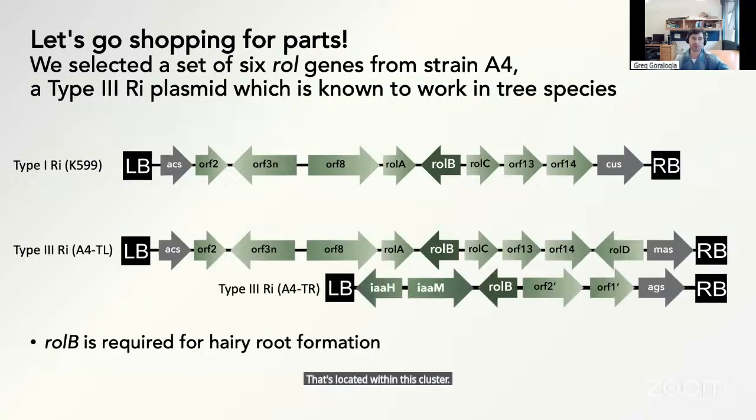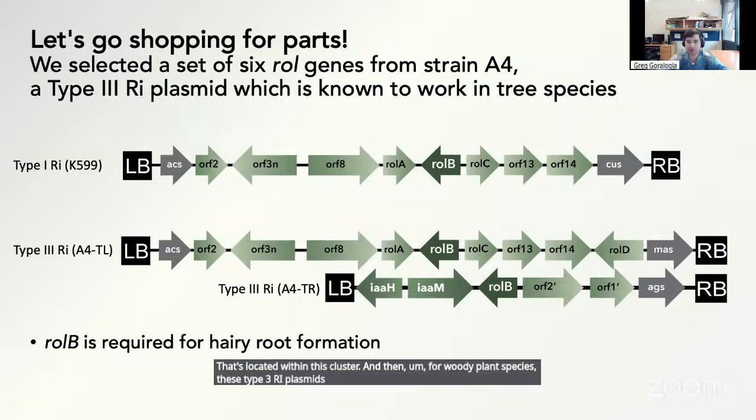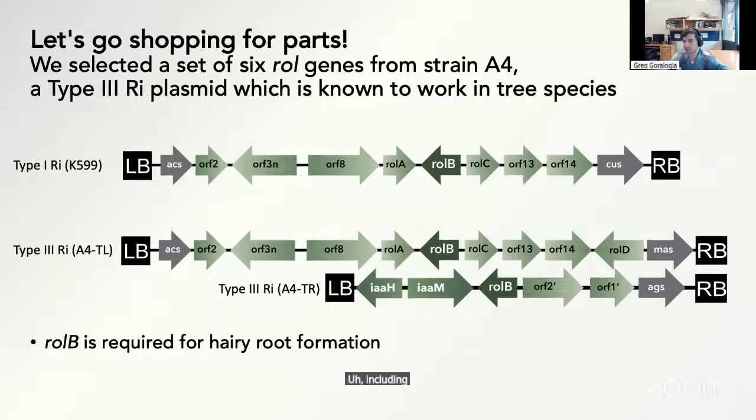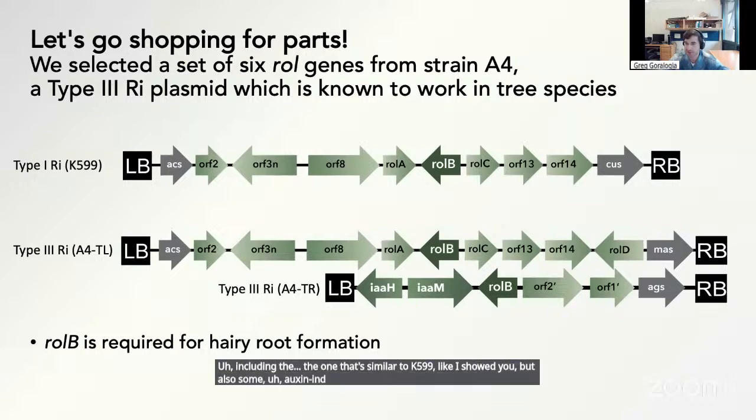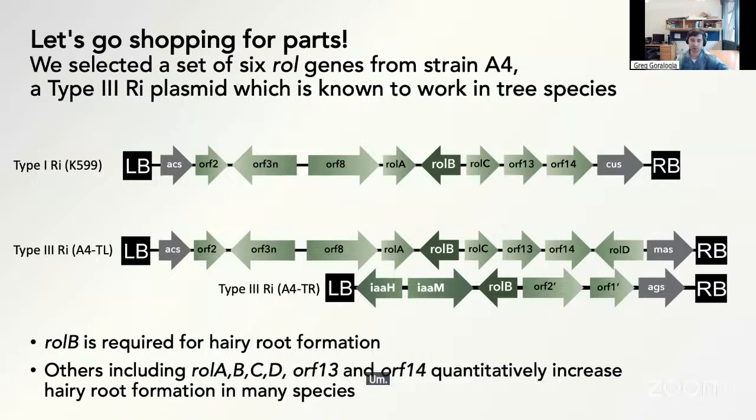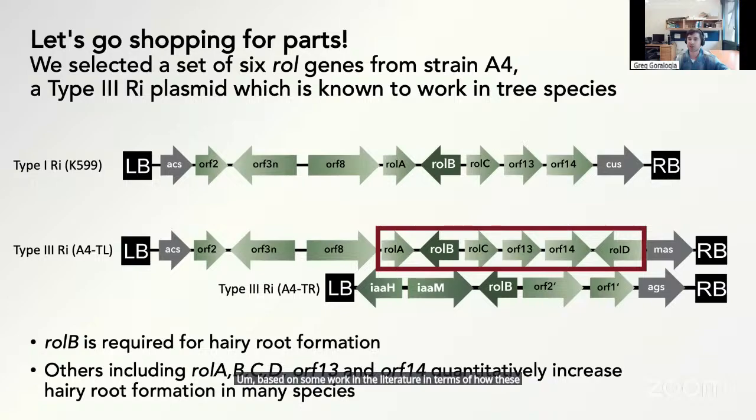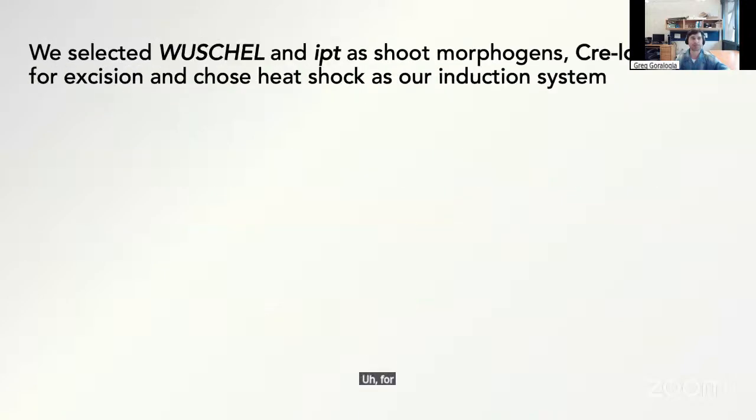And then for woody plant species, these type 3 RI plasmids are the most common. They typically deliver 2 tDNAs, including the one that's similar to K599 like I showed you, but also some auxin-inducing genes, as well as a second copy of this ROLB gene. Based on some work in the literature in terms of how these affect, we chose a 6-gene cluster from the widely characterized strain A4 for use in this workflow.